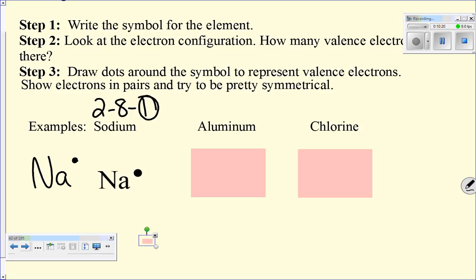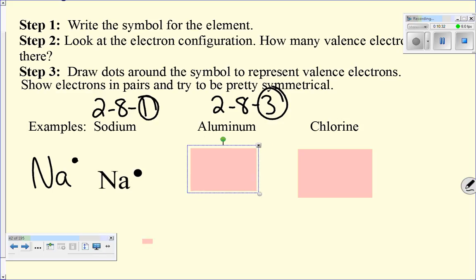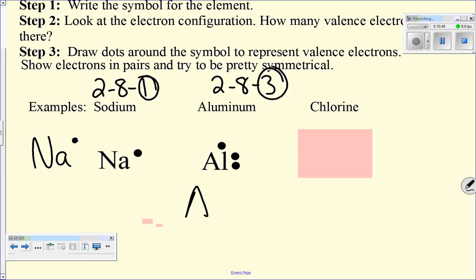So aluminum, you're going to write down your symbol for aluminum. Find the configuration on the periodic table. We're going to have 3 valence electrons. Now what's important here is you can't put all 3 on one side. So you're not allowed to do this. That's not allowed. If your dots don't look exactly like mine, say you did this, or say you did that, it doesn't matter. That's fine.